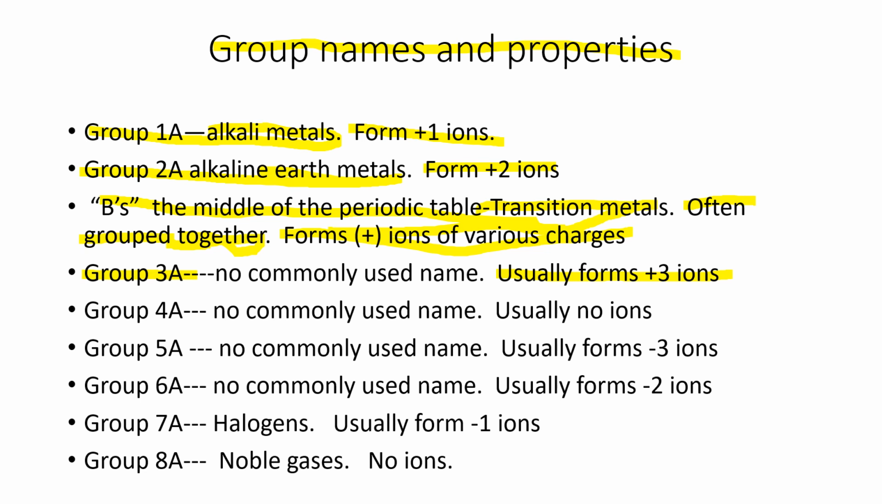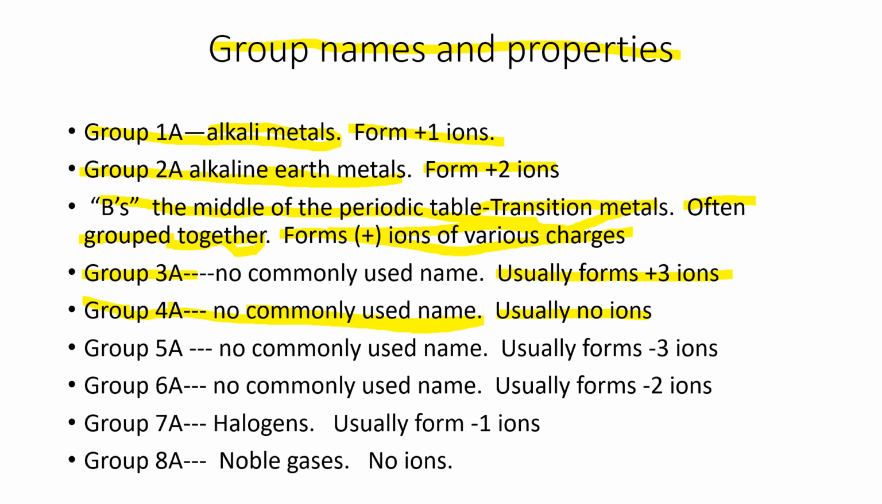Next group is group 4A. This is carbon's group: carbon, silicon, germanium. Again, no common name is used, so we don't have to worry about remembering a common name for that group. Usually you do not see a lot of ions coming from that specific group. Farther down in the group, when you get down to tin and lead, you might see some positive ions being formed there, but generally you don't find a lot of ions in that group.